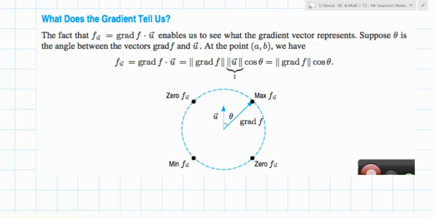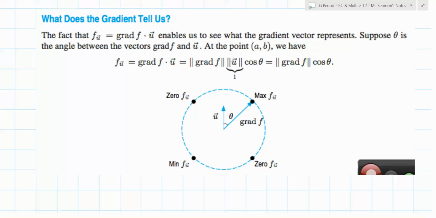This is the geometric definition. 2 vectors dotted together is the magnitude of the first times the magnitude of the second times the cosine of the angle between. What's the magnitude of u? 1. So what have we just figured out? f sub u is equal to the magnitude of the gradient vector times cosine of the angle. Let's look at this. This is a scalar.